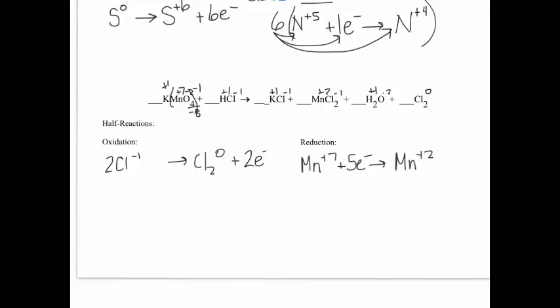Now, our next step is to make sure we have the same number of electrons in each. So we're going to multiply this one by 2 and this one by 5. When I multiply that, I get 10. So I'm actually going to have a 10 here. That number is going to change. And then I'm going to put a 5 here.